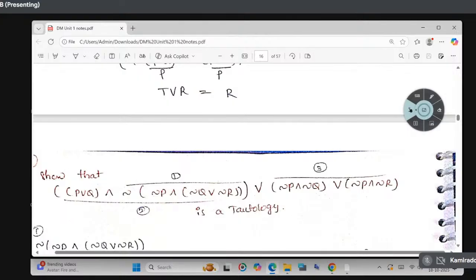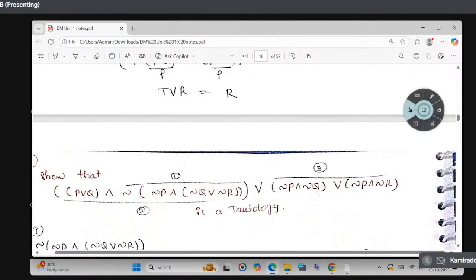I asked for only one. Do the first one. But don't go for the complete equation, go for only one. Distributive or De Morgan's? Tell me what you got by applying De Morgan's law.